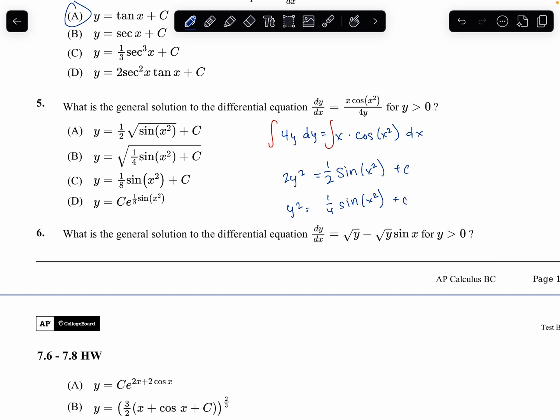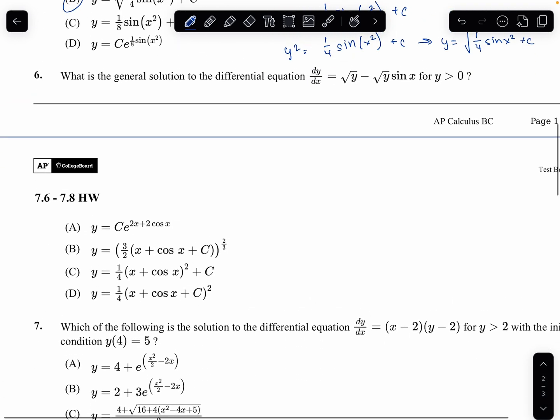Now you might say, shouldn't I also divide this by 2? Sure, but that doesn't change the fact that c is any constant. If I divide any constant by 2, it still leaves c to be possibly any constant, and so it doesn't really matter. And then I'll take the square root, and I'll get y is equal to the square root of 1/4 sine of x squared plus c. So I think that's got to be B.